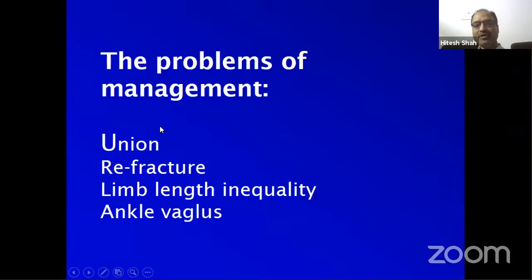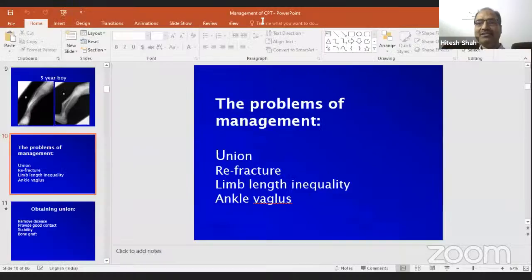Okay, so the important message: whenever we see anterolateral bowing, always think about neurofibromatosis. And whenever there is no fracture, treat with a support or brace. If there is a fracture, no other treatment is sufficient. Operative intervention is required to get the union. Without the surgical intervention, union would probably not be possible. And once the fracture unites, you may land up with the refracture, limb length discrepancy, or ankle valgus. And as Dr. John said, you may have the limb length discrepancy.